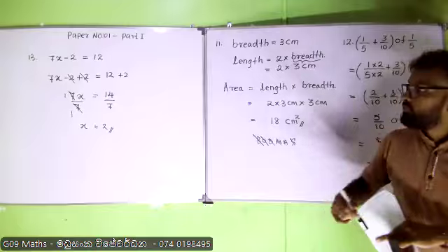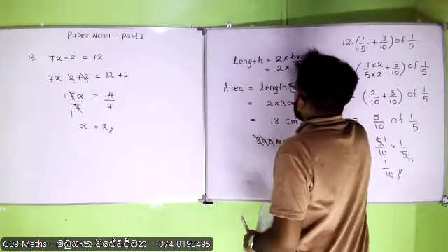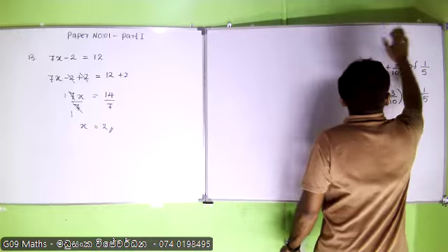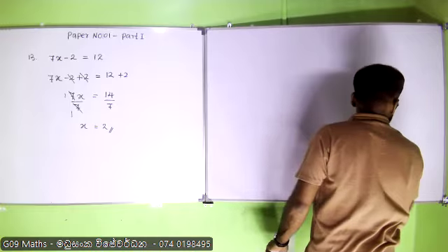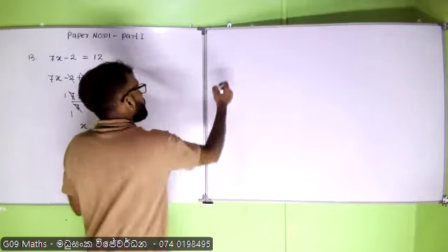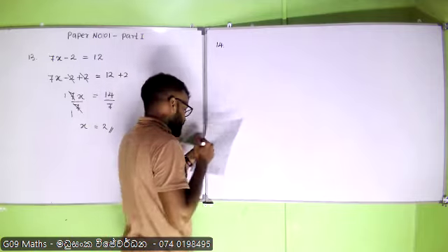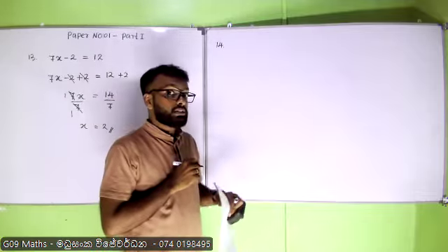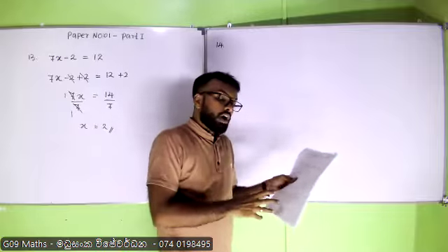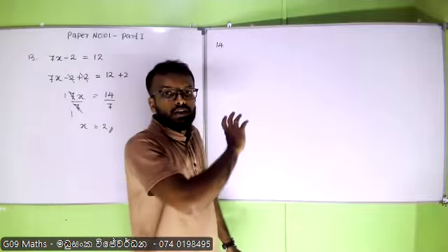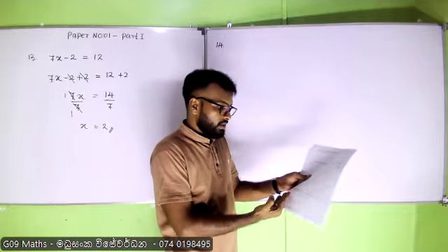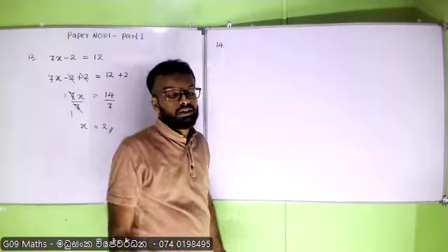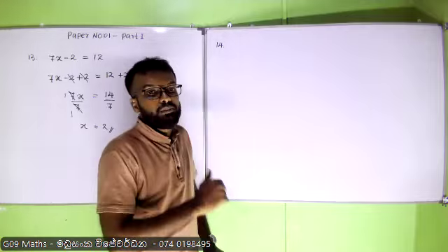The 14th one. There is a number pattern. In the following pattern, which was prepared using matchsticks, how many matchsticks are needed to prepare the 12th stage? You can't draw up to the 12th stage. We only have the first stage, second stage and third stage. So you need to find the general term.